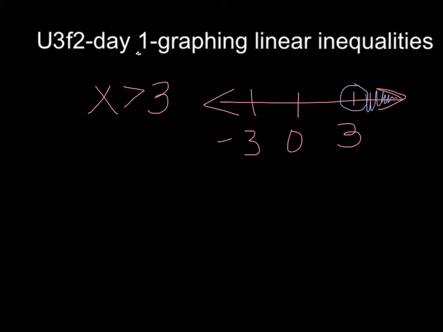Okay, now the difference is we have a linear inequality, so that means there's going to be x's and y's, and it's going to be on our xy axis. But the same thing, there's shading involved, and we have a solid line or a dashed line. Let's take a look at a problem.